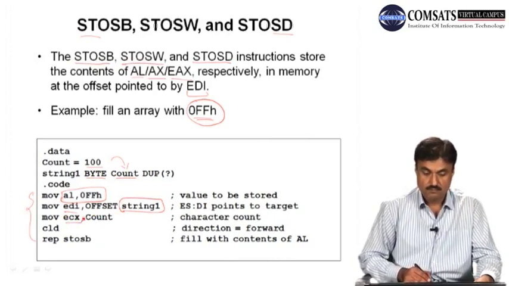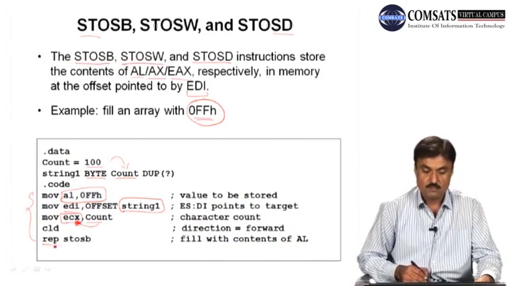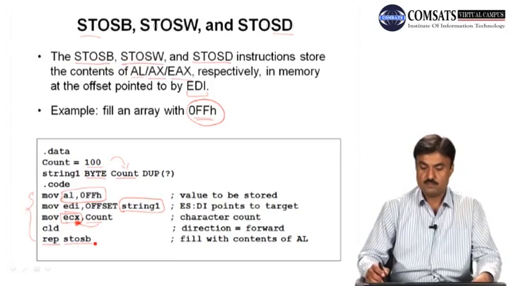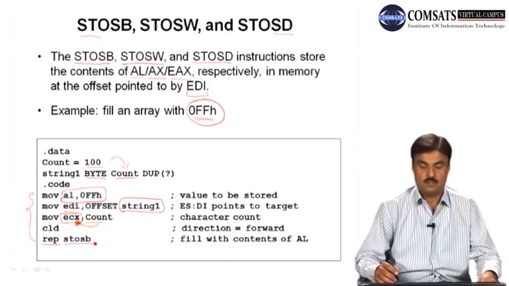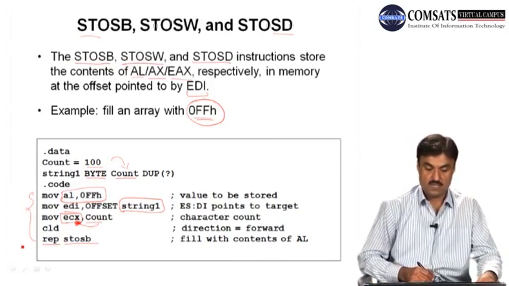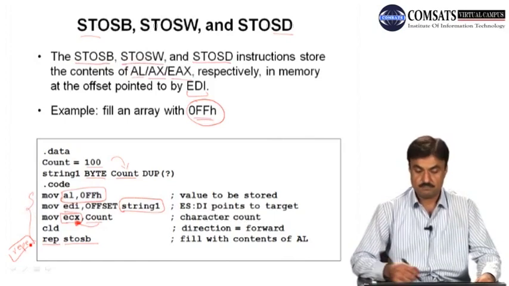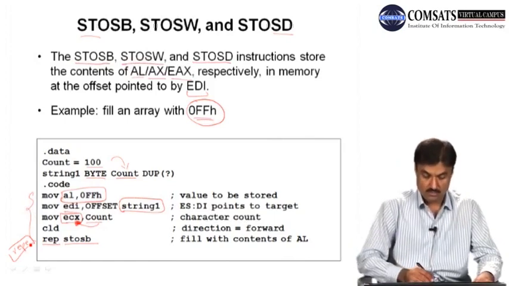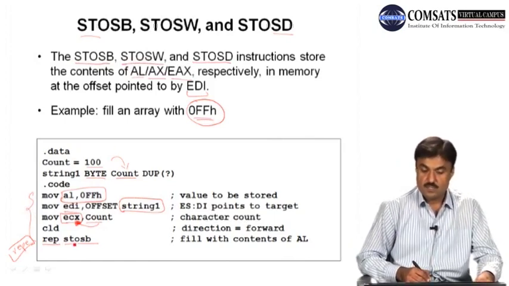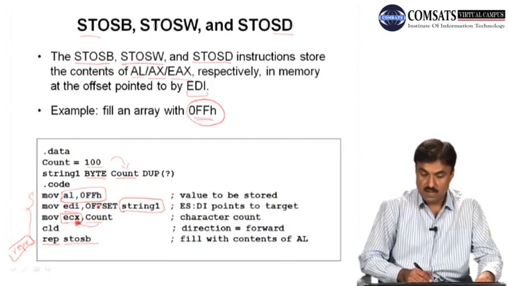Now we are going to move the count into ECX, because ECX must show the count, or how many times we want to repeat. So we say repeat store SB. We are not using repeat equal or so. Repeat equal or repeat not equal are used when we are using comparison. Otherwise, here we are using only repeat. So repeat store SB, SB meaning byte.